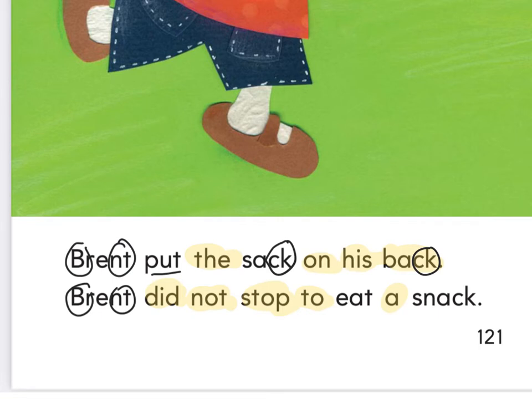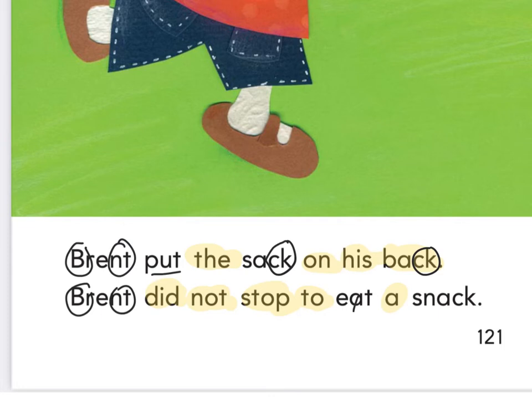We're going to talk more about this later, but we have a little song called When Two Vowels Go Walking, the first one does the talking. And what does it say? Its name. So I see two vowels right here. So the first one does the talking, okay? And what does it say? Its name. So it's going to be the word eat.